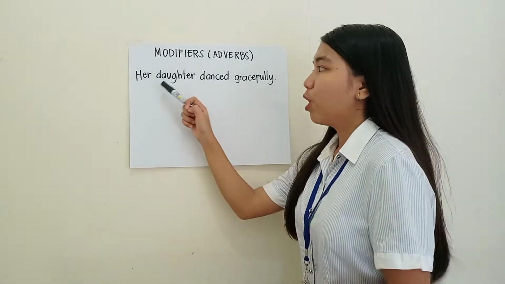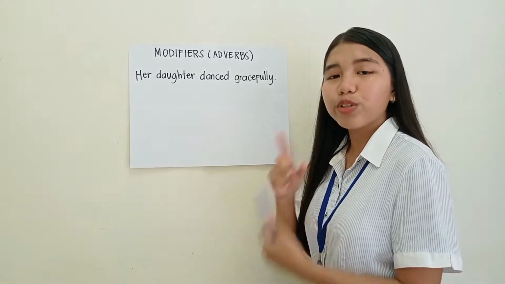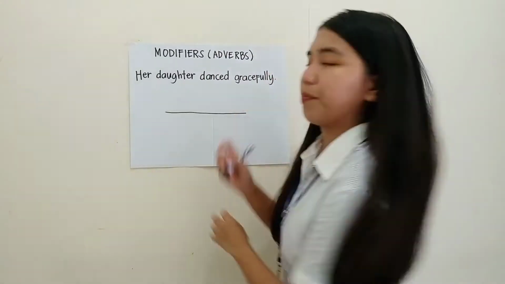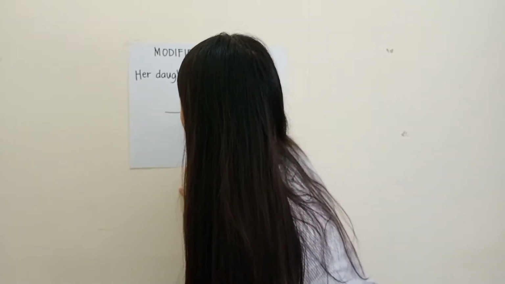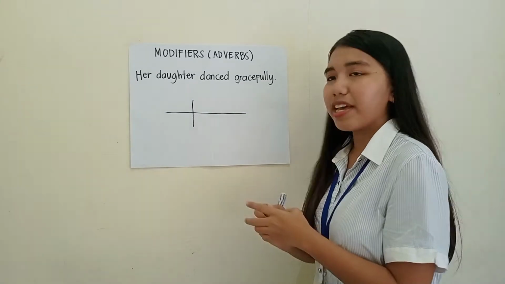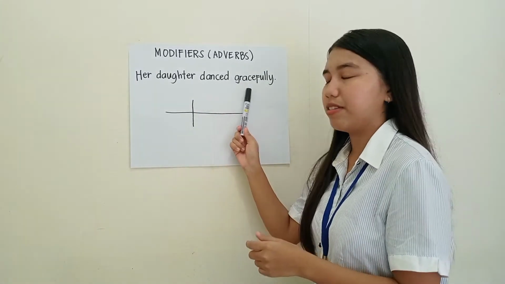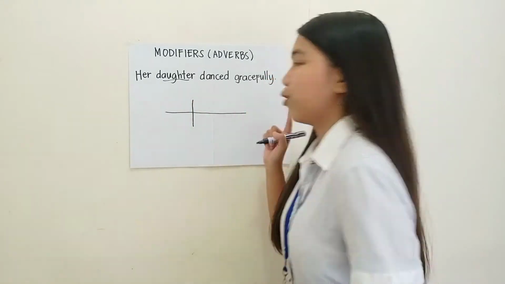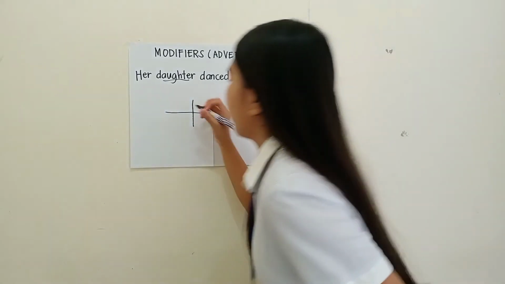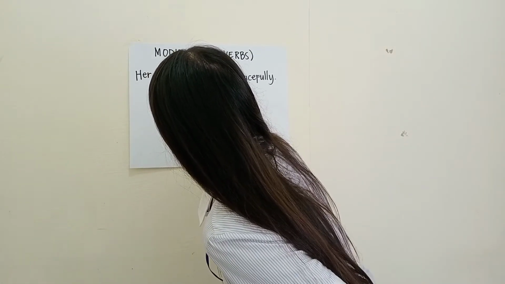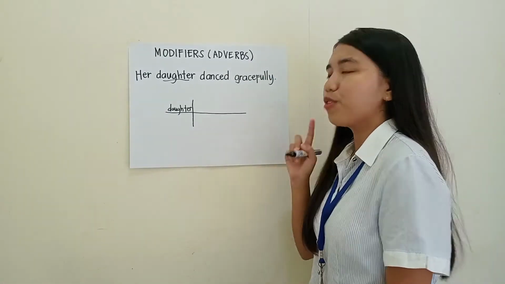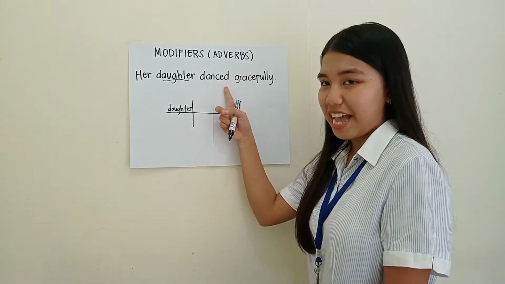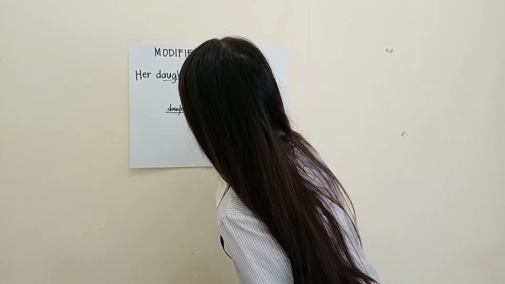So in the sentence, her daughter danced gracefully, we should first draw a horizontal line, and a vertical line, like that. And what is the subject here in the sentence? So the subject here is the word daughter. So we should write daughter on the left side here. And what is the action verb here in the sentence? The action verb here is the word danced. So we should put the word danced here.